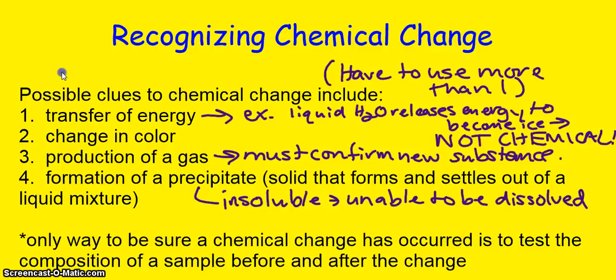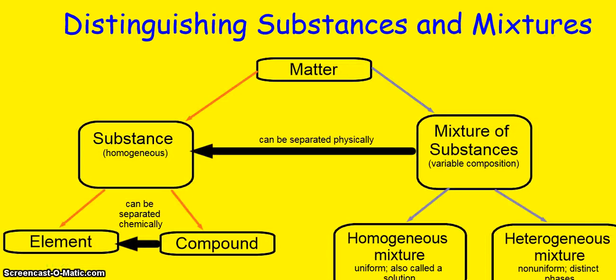The real way we have to know, though, is we have to confirm that we actually have new substances formed before and after the change. So this brings us to the question of how do all of these properties and changes fit in with our classification of matter? So what we've come to is there are two main classifications of matter.